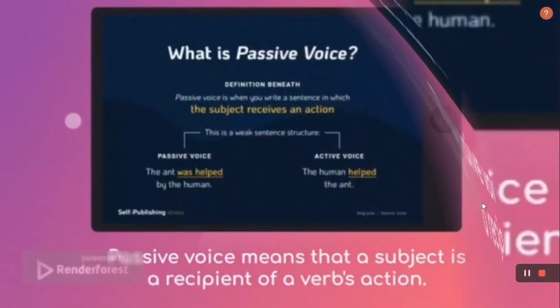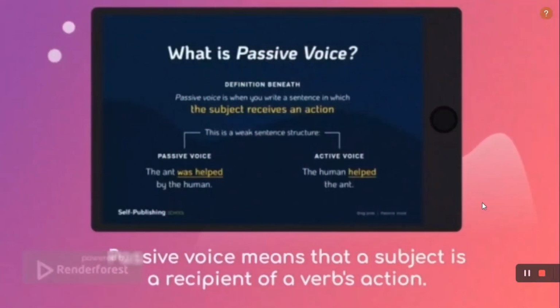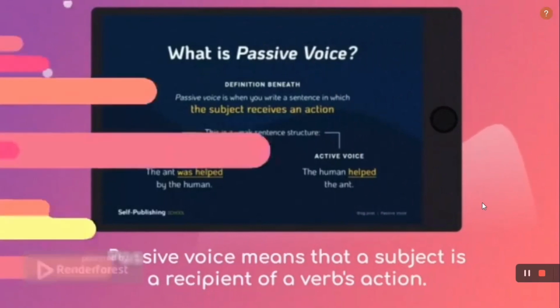Passive voice means that the subject is the recipient of a verb's action. Passive voice: the ant was helped by the human. Active voice: the human helped the ant.